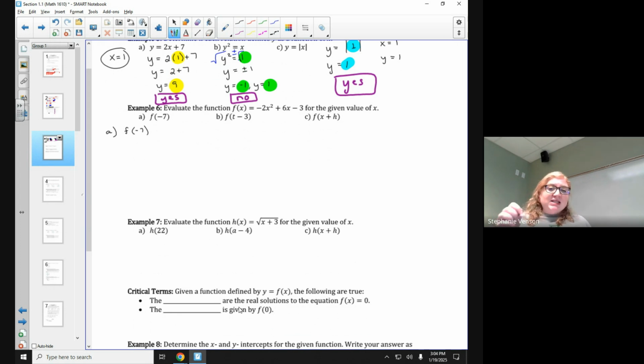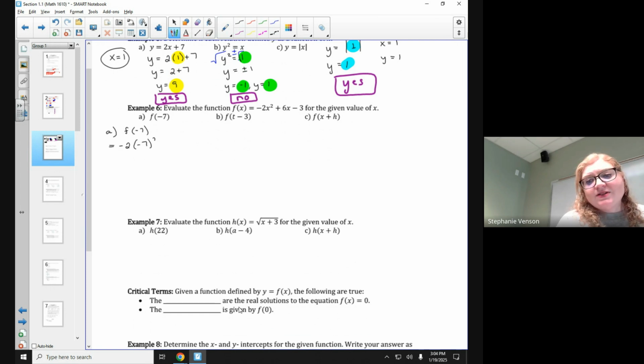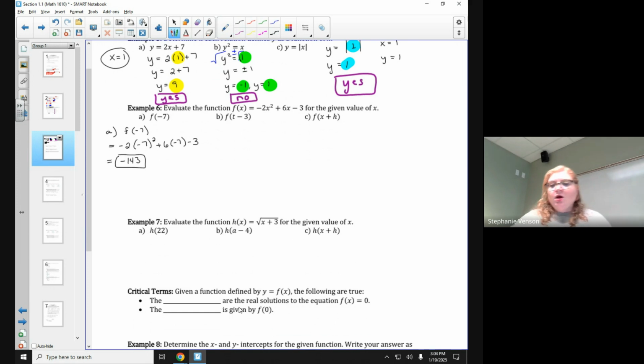So that just means we take whatever's in the parentheses, in this case negative 7, and plug it in for x. So negative 2 times negative 7 squared plus 6 times negative 7 minus 3. You can plug that into your calculator, but once you do, you end up getting negative 143, which is our answer. All right, let's do B in a different color, just so we don't get confused.